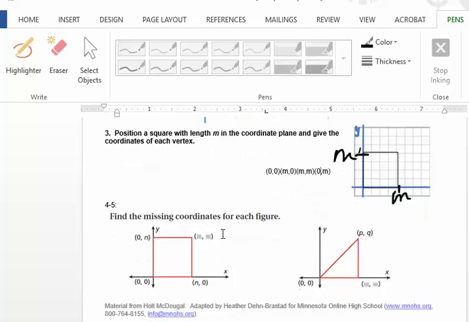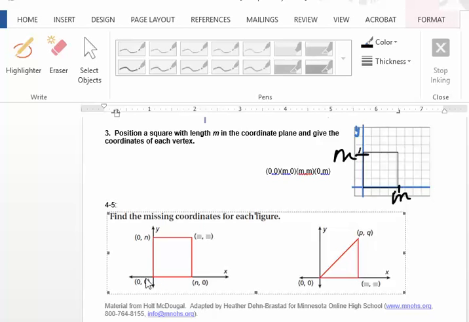Now for number 4 and 5, they already placed the figure. You just have to figure out what's the missing value here. So you figure out what's the x value right here. It's over n, and it's up how far? It'll tell you right here. And on this one, it's over how many? You can look at this one to see it's over how many, and you can tell that it's not up anything.